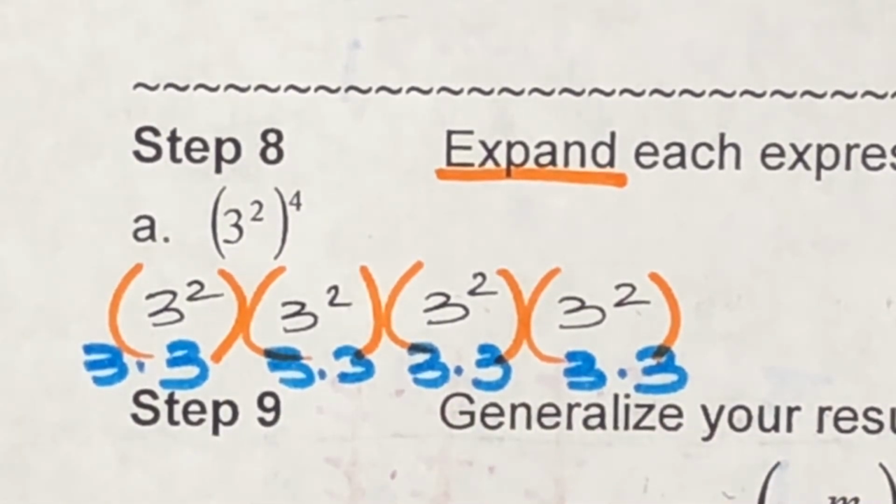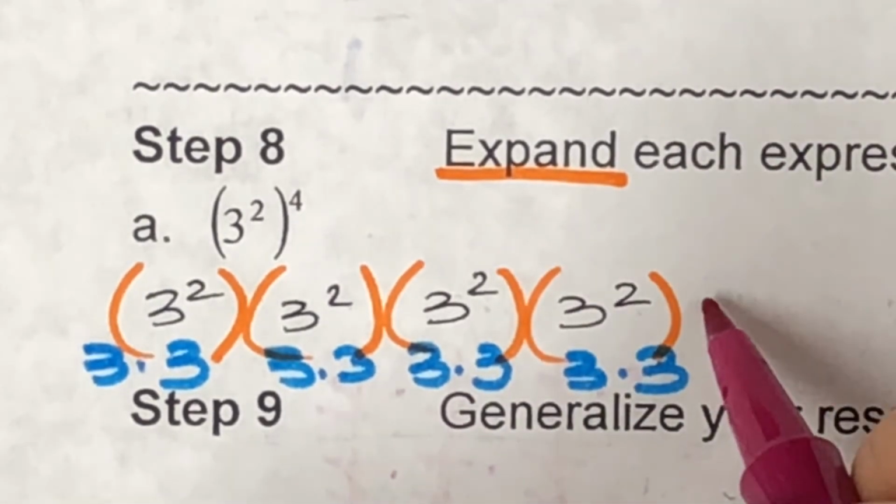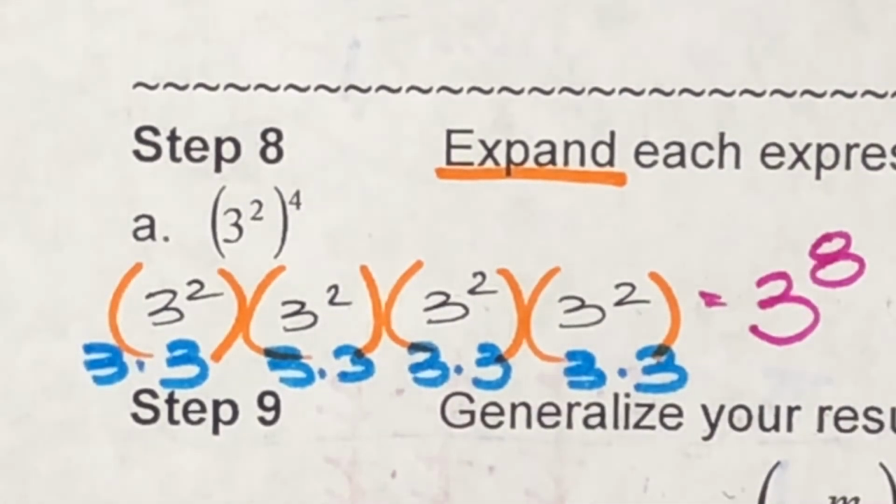Okay, now that we've done all that writing, how many 3s do we actually have? I've got 2, 4, 6, 8. Don't I have 8 3s? All right, so this guy is 3 to the 8th. All right, that is a lot of writing. I'm telling you, it's the easiest way to do it though. If you start getting confused, write it out in expanded form.